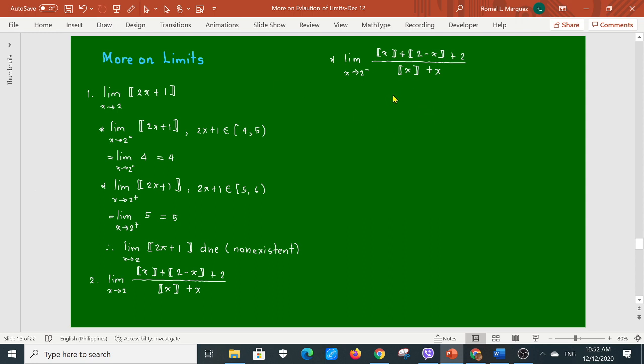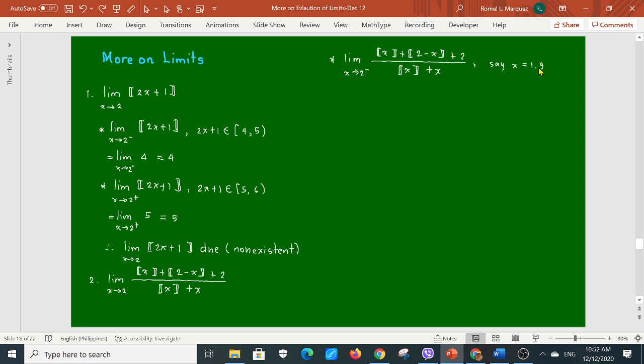So what are we assigning to x? We are assigning a number that is close to 2 but to the left. Let's say x is equal to, let's say, 1.9. Okay?